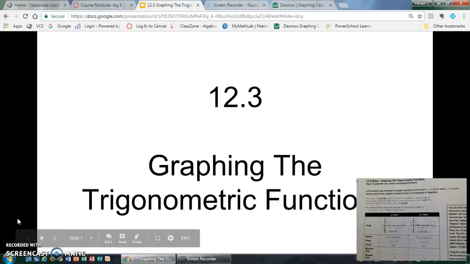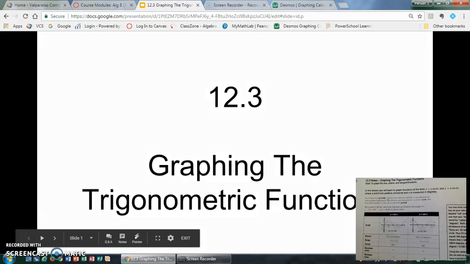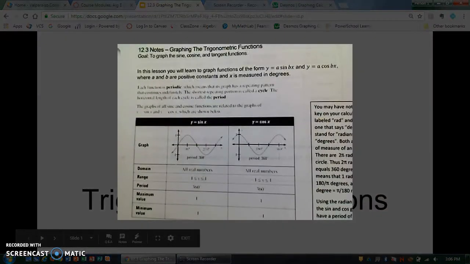Today we're going to look at how to create the graphs of the trig functions that we learned about earlier in this unit, the sine, cosine, and tangent functions. And so what we're going to find out is that the functions are written similar to the other functions that we've dealt with in this entire course.